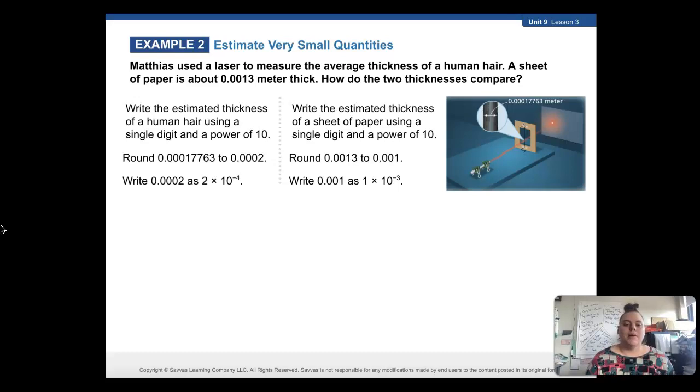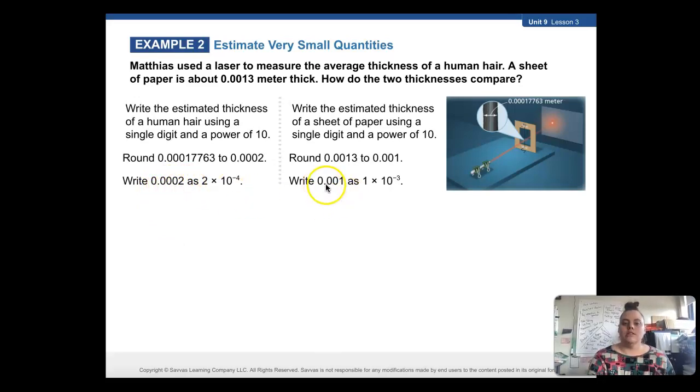We can write this as a power of 10 as well, because these are numbers less than 1. Our power of 10 is going to be negative. So 0.0002 is 2 times 10 to the negative 4, because to get that decimal to be behind the 2, we would have to go over 1, 2, 3, 4 spots.